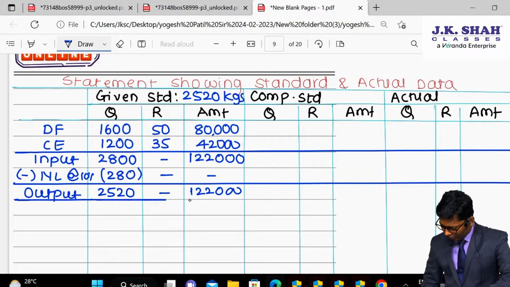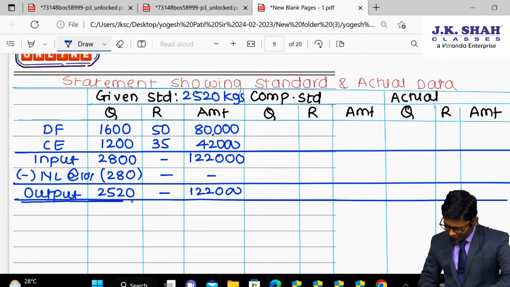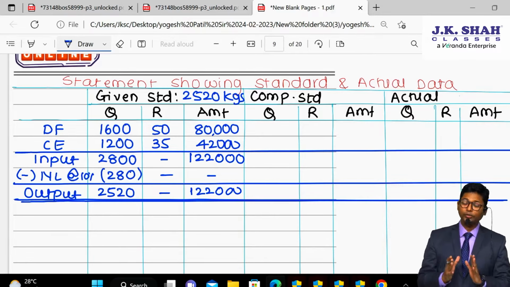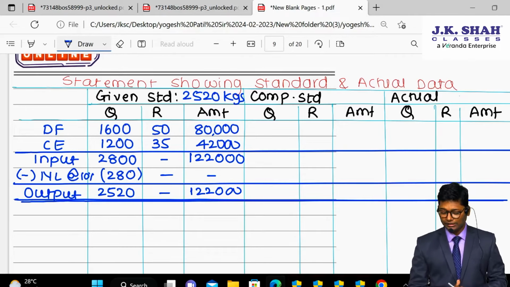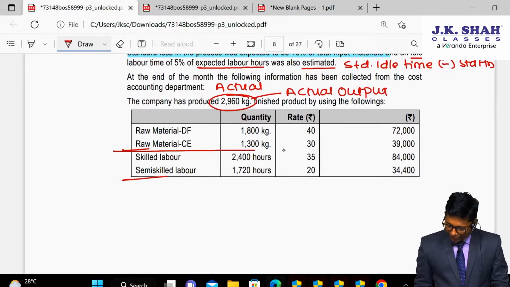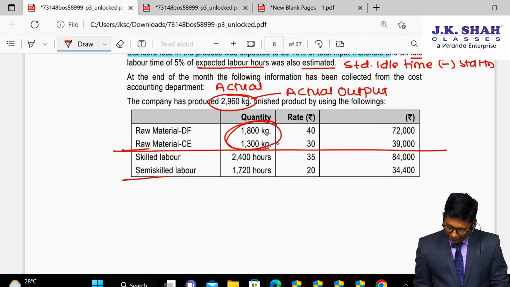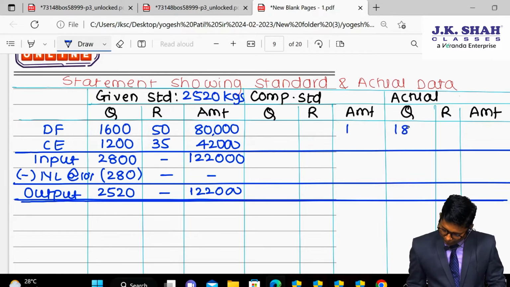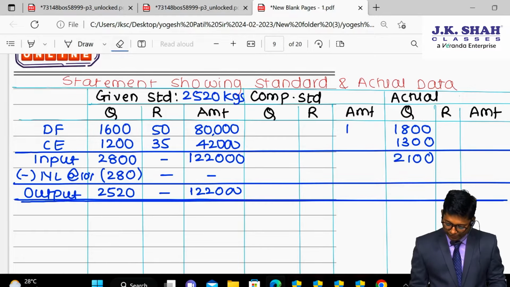Here is the end of the given data. Sir, what is the meaning of given data? The given information says it's the standard quantity and information for producing 2520 kgs. Now please check what the actual thing is. Actually 1800 and 1300 was the real input. So here I am recording 1800 and 1300, so the total, that is 3100, is the real input.